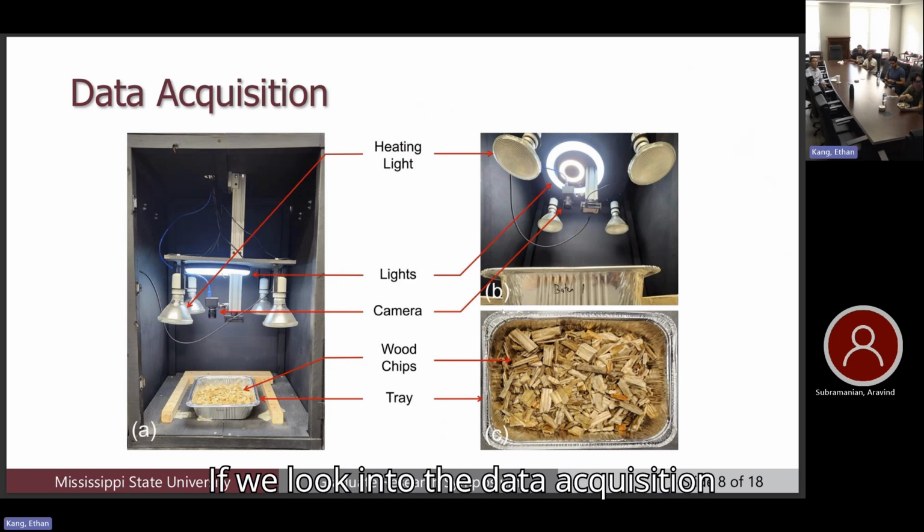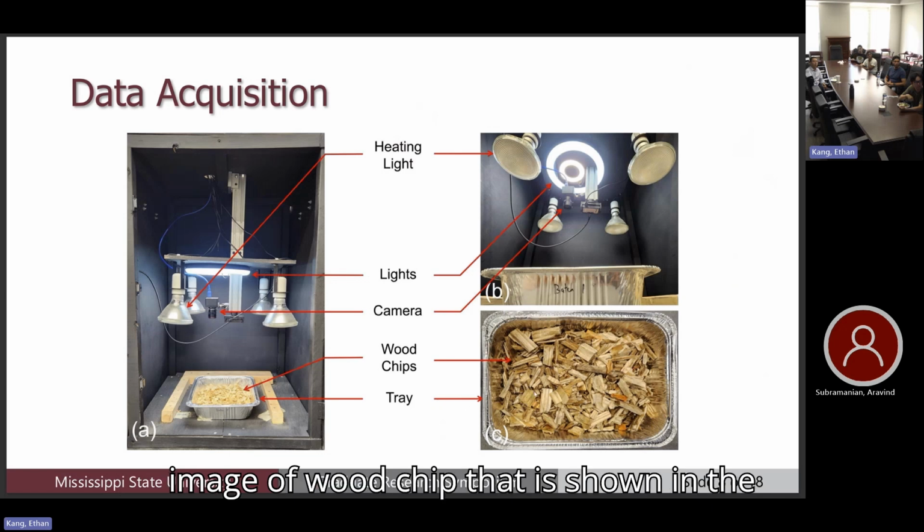If we look into the data acquisition part, this is the setup on the left side. As you can see, we have an industrial grade camera. With this, we captured the image of the wood chips that is shown in the right side figure. And we use two ring-shaped lights to ensure uniform lighting conditions.